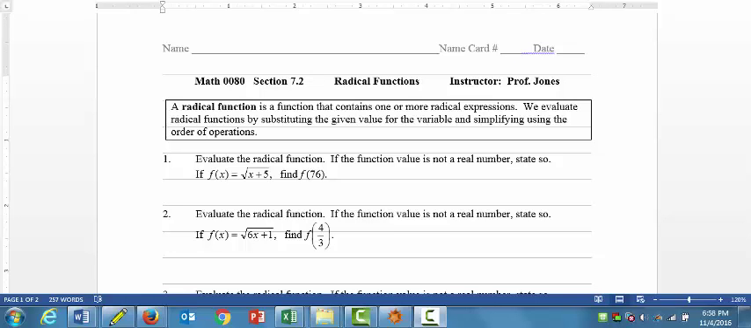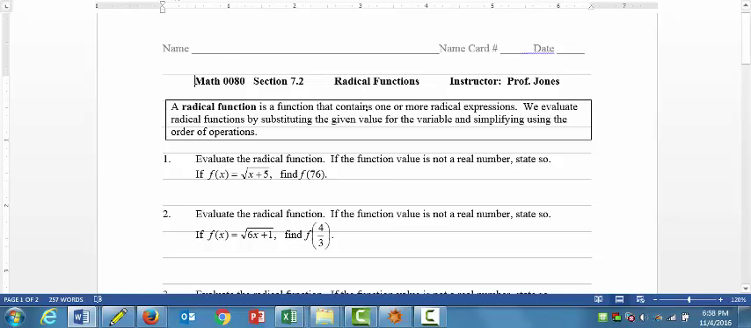Okay, let's take a look at section 7.2 where we're looking at radical functions. A radical function is a function that contains one or more radical expressions. We evaluate radical functions by substituting the given value for the variable and simplifying using the order of operations.